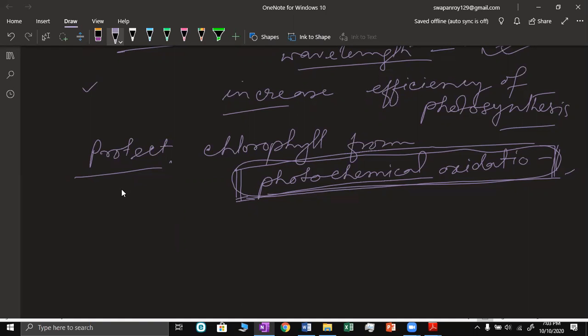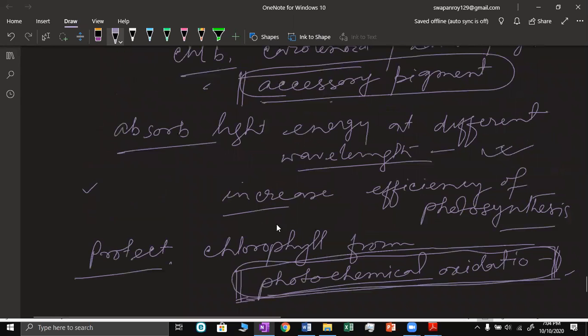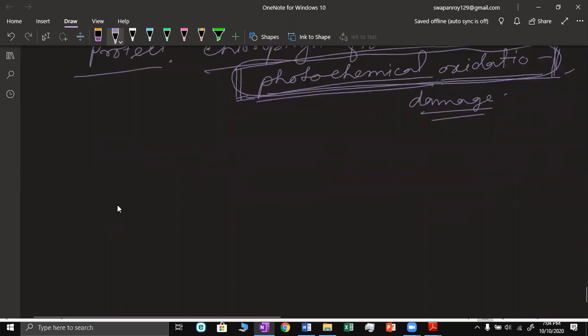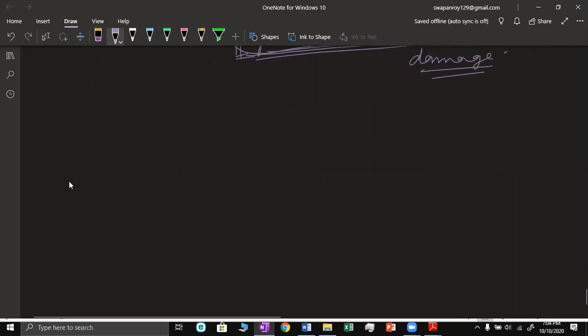Anyway, these accessory pigments are helpful in absorbing light energy at a different wavelength, and also protect the chlorophyll molecule from photochemical oxidation damage. So in this way these accessory pigments are very helpful.